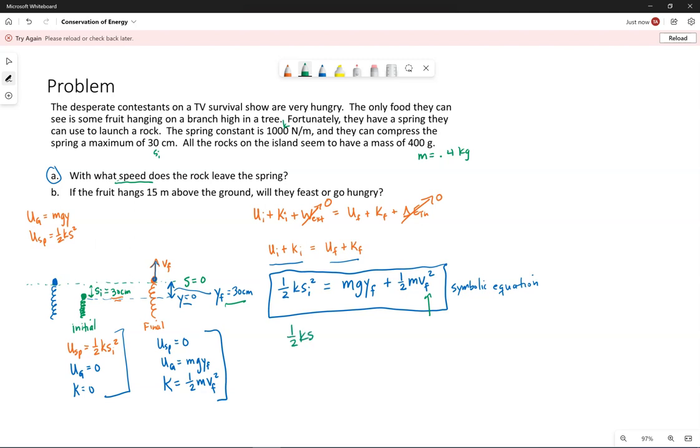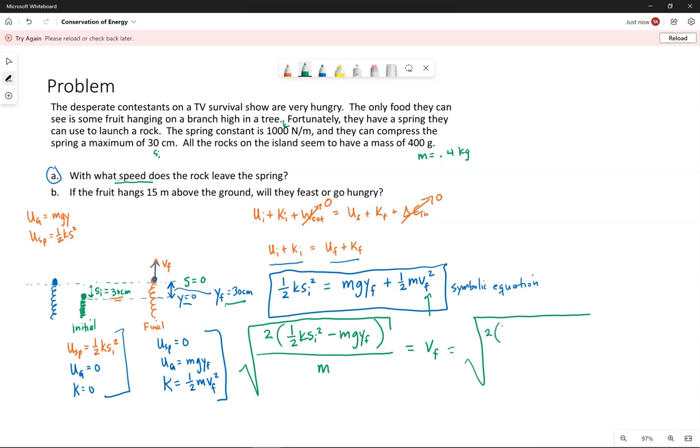So bringing m g y final over, and then I'll multiply by 2, divide by m. That will leave me with v final squared. So I will want to take the square root of both sides. 0.3. So remember to put these distances in meters. Mass in kilograms.